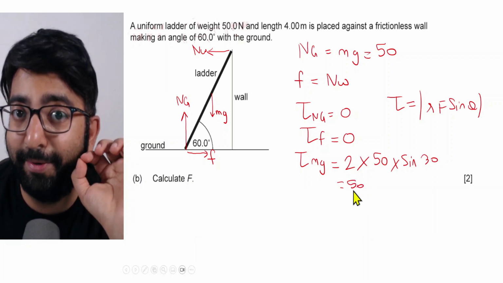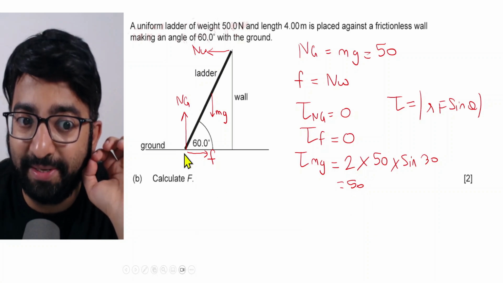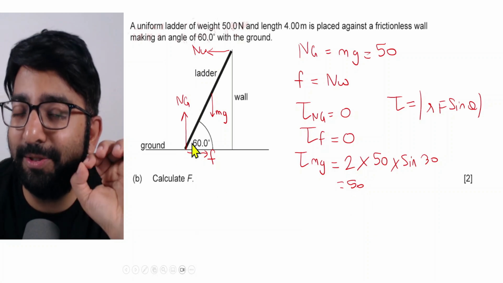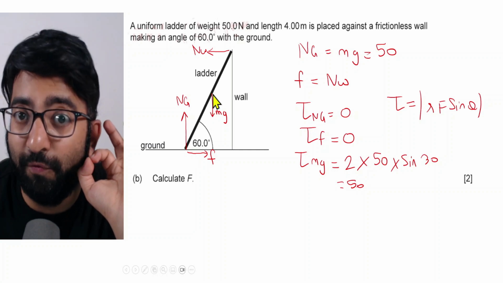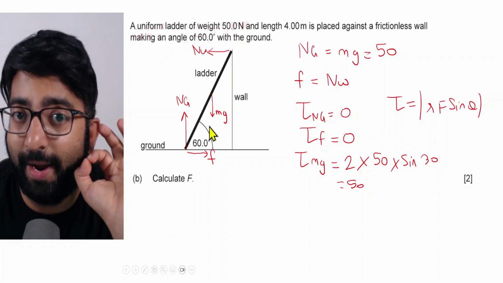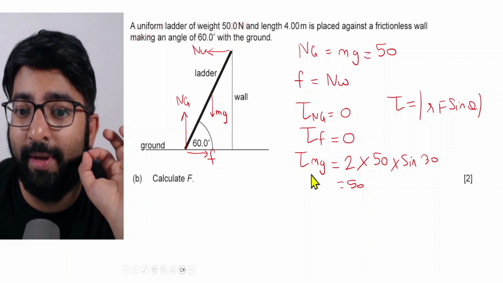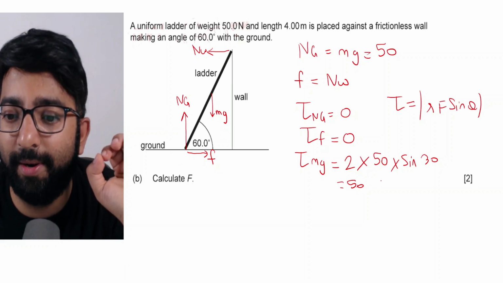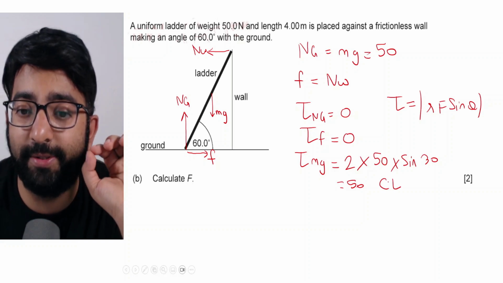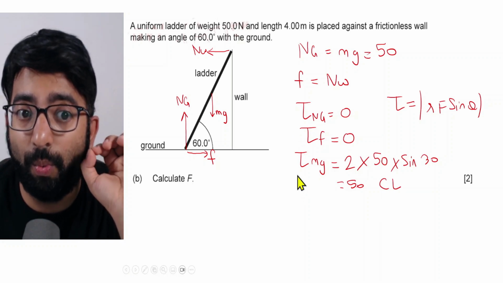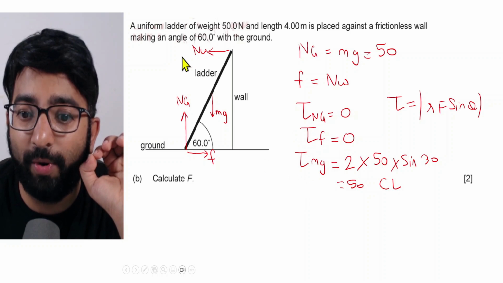But this is only the magnitude. What about the direction? Now consider this leftmost end as the hinge point, for example. Then if you focus on mg, the weight of the ladder has a tendency to move the ladder in a clockwise direction. That is why the torque due to mg, let us write down the direction, it is clockwise. Now we are done with three torques. One torque is still left, torque due to Nw.